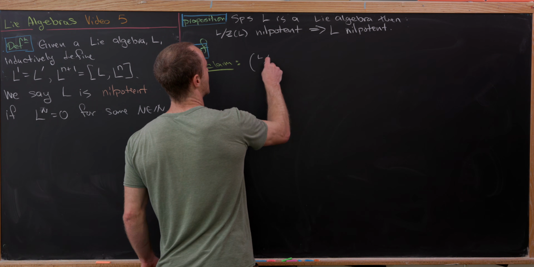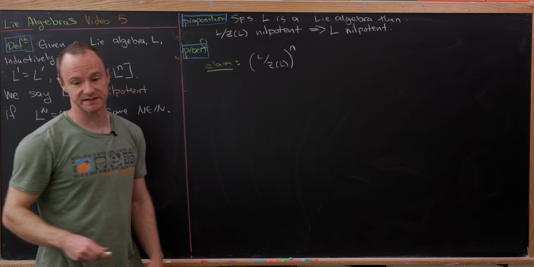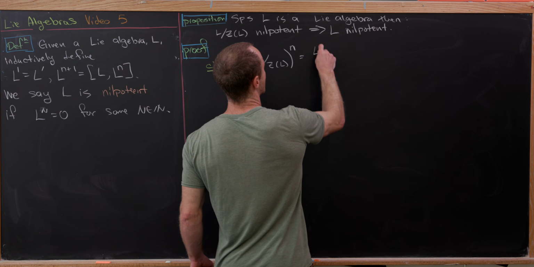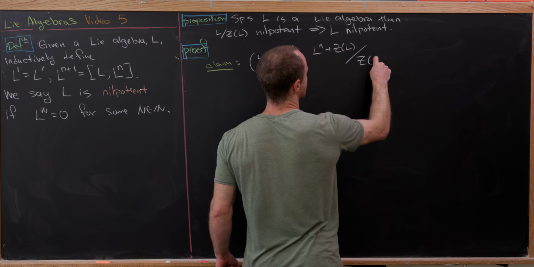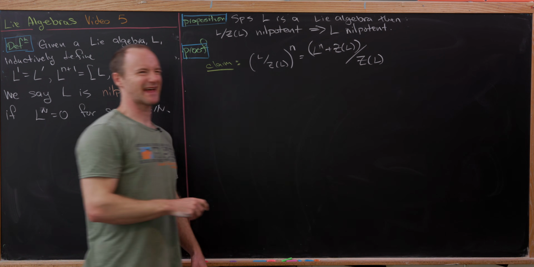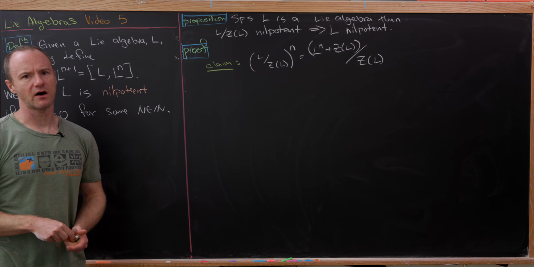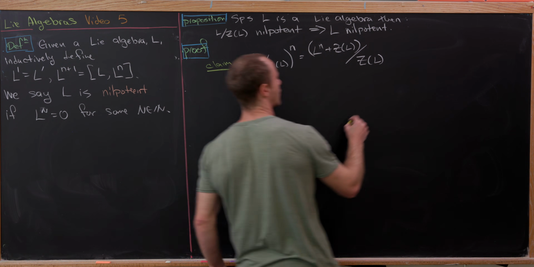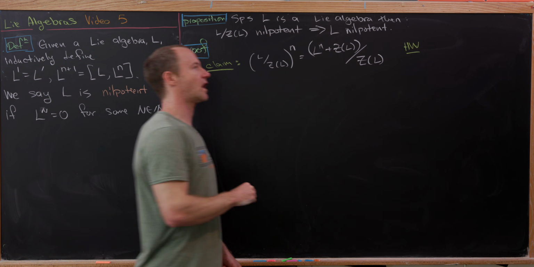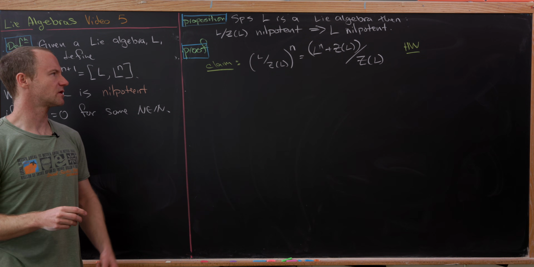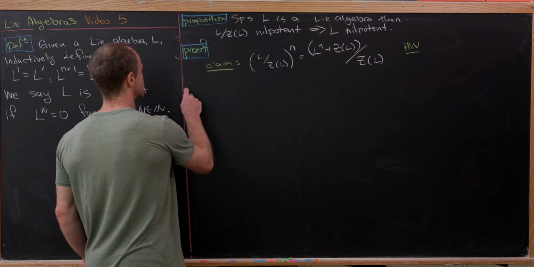So L mod ZL upper n without parentheses is equal to L upper n plus ZL mod ZL. Okay, great. So that allows us to bring the upper n inside. And now I'm maybe not going to prove this. I'll leave this as a homework exercise. I think it's pretty easy to do either element-wise or maybe similar to what I did before. So now let's see where that takes us.